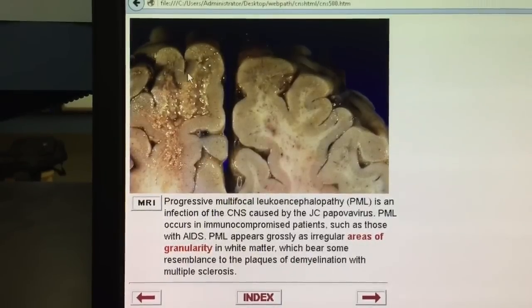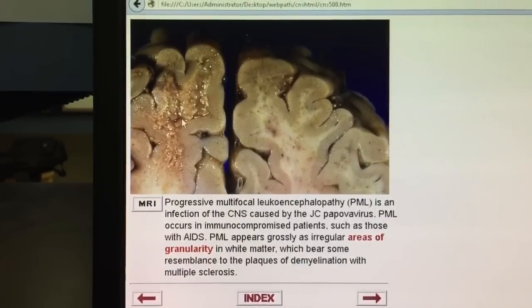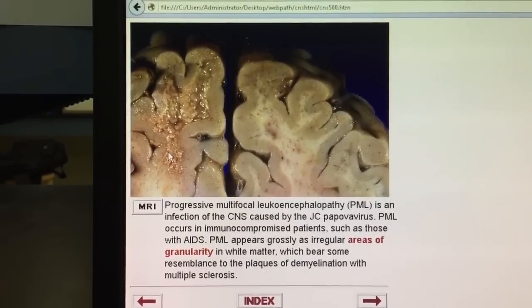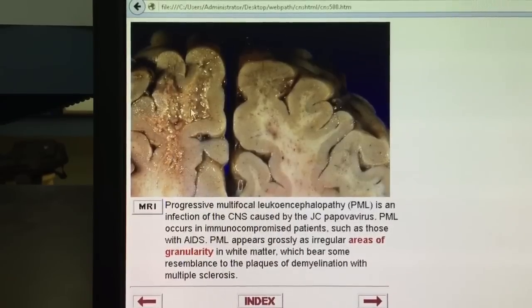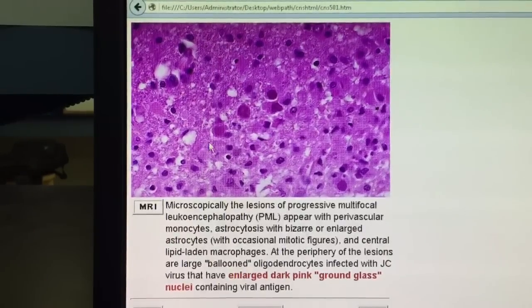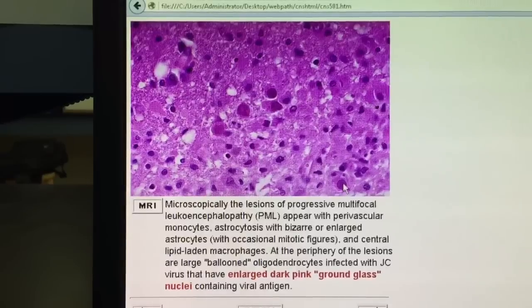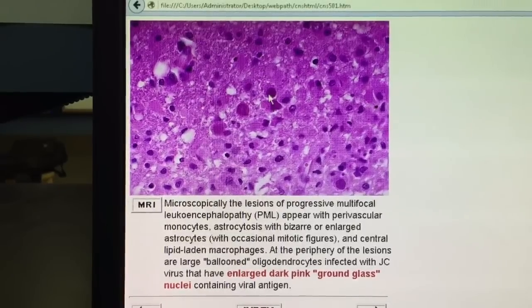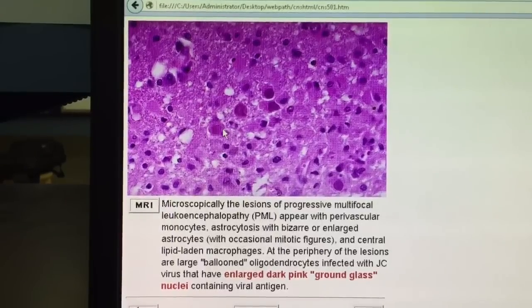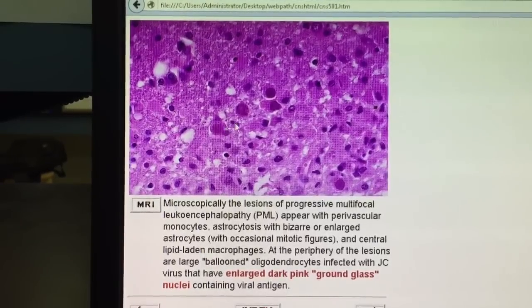Again, an area of granularity in the white matter. This is for a demyelinating disease, specifically progressive multifocal leukoencephalopathy, or PML. Same PML under the microscope. Here we can see the enlarged, dark pink, ground-glass appearance of nuclei containing the viral antigen.